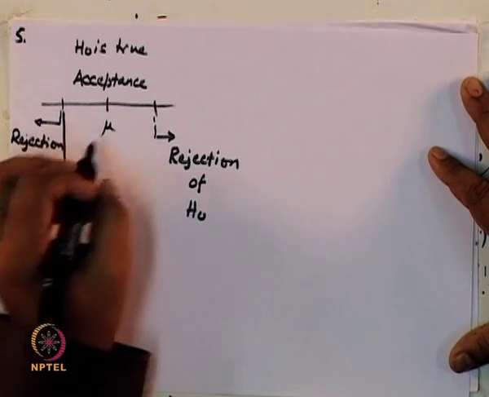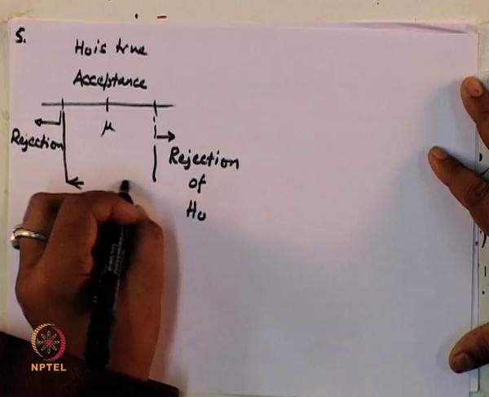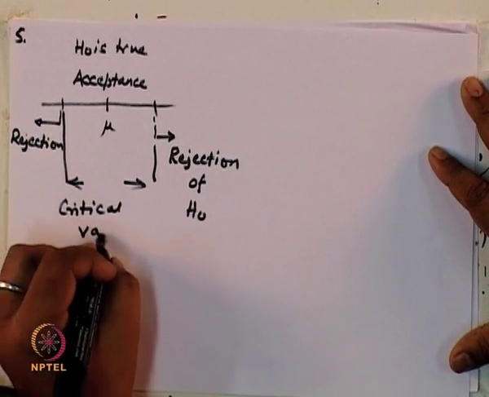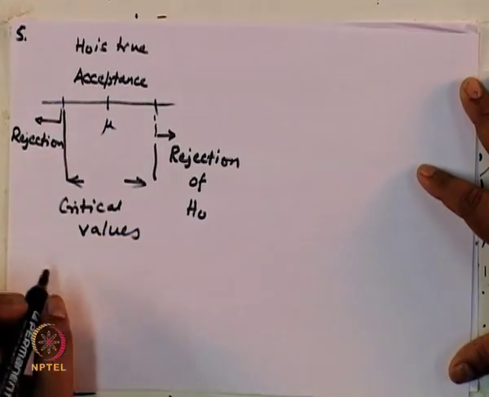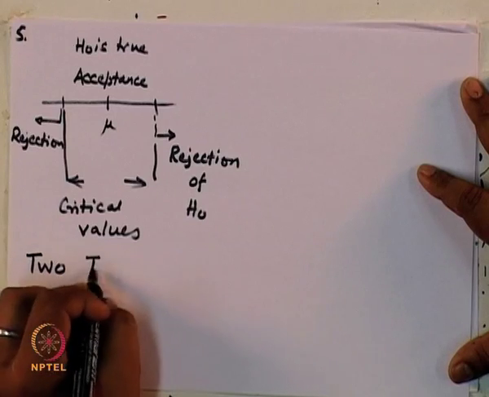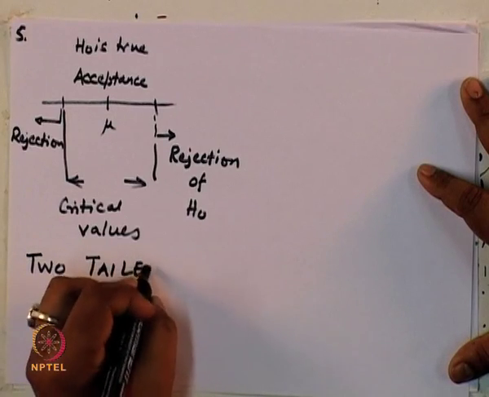These values are referred to as critical values. And this test, because you have 2 zones possible, is called a two-tailed test of hypothesis.